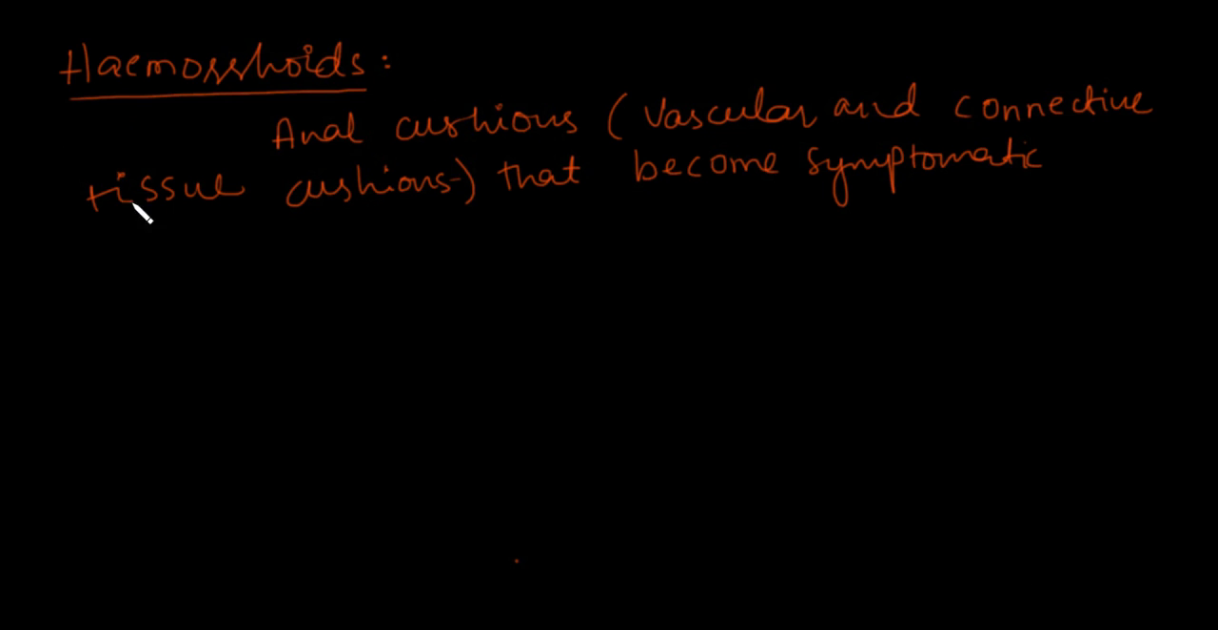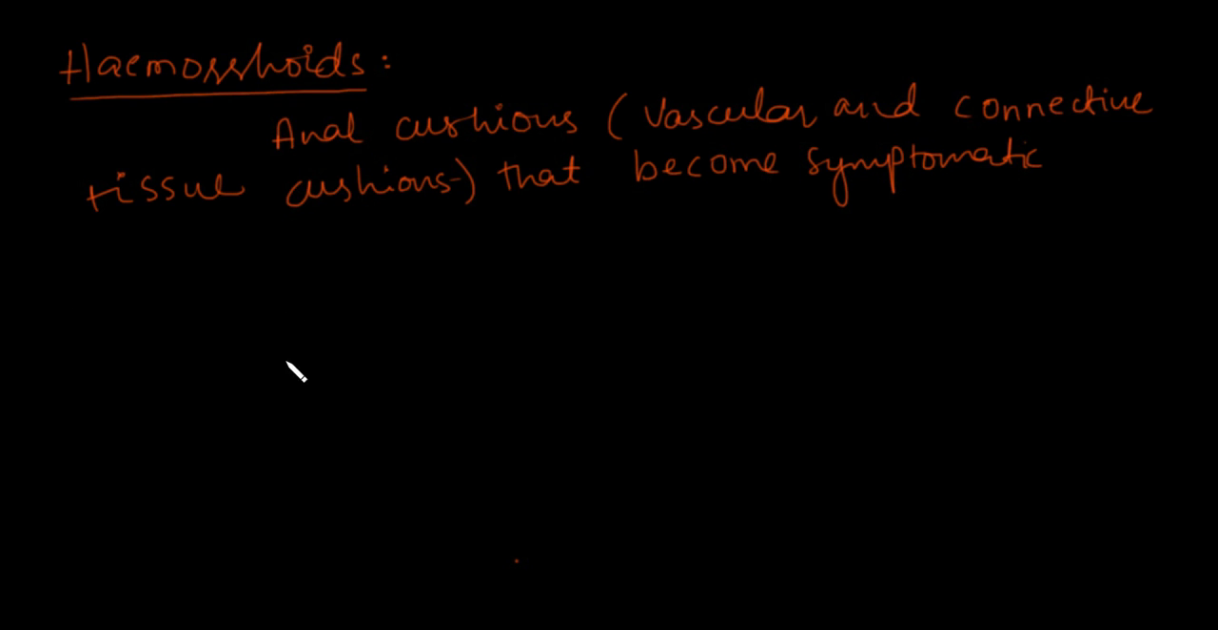Hemorrhoids are basically anal cushions which, when they become symptomatic, we name as hemorrhoids. What is meant by anal cushions and what are they? Anal cushions are normal structures in the anal canal, that is, vascular and connective tissue cushions that are present in the anal canal above the dentate line.